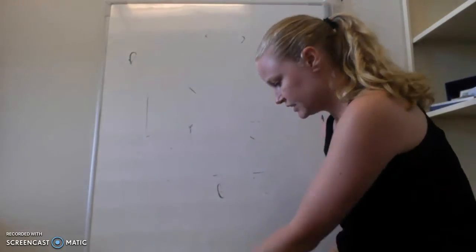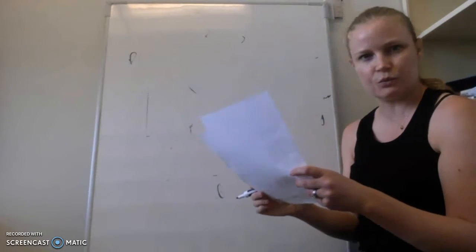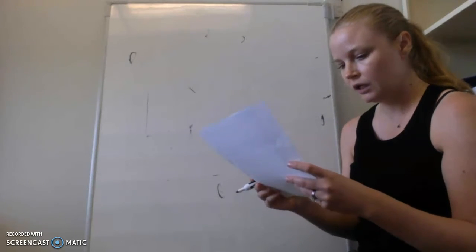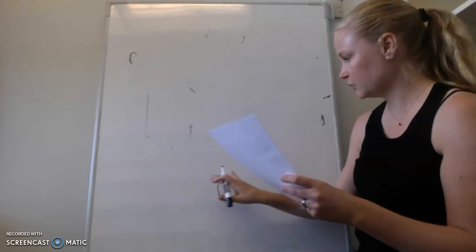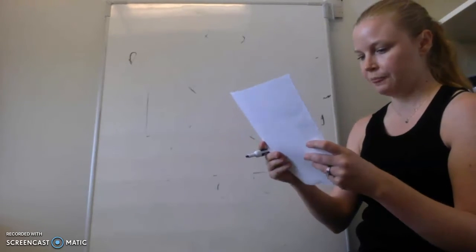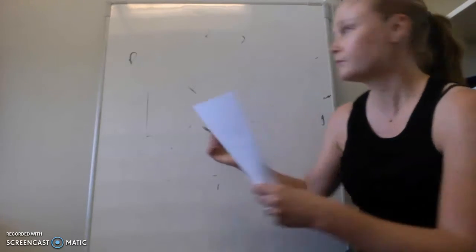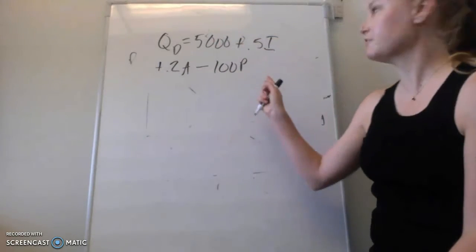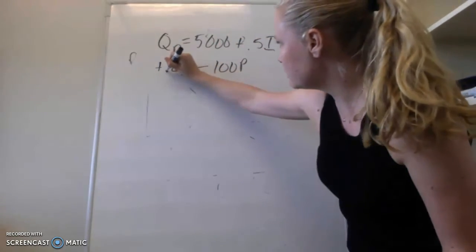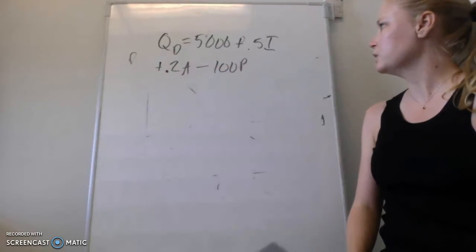So I have 2 questions left. My guess is that these are the ones that you guys want the most help with. So if I run out of time, I'll record one more video here. Basically, what I've got here is the Gunderson Company, okay? We've got quantity demanded, 5,000 plus 0.5 times income plus 0.2 times advertising expenditures minus 100p.